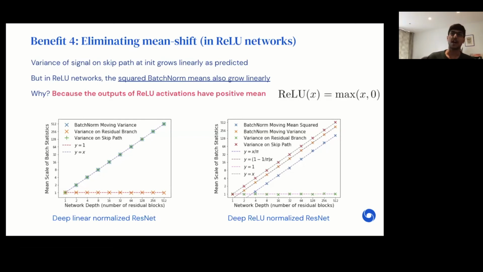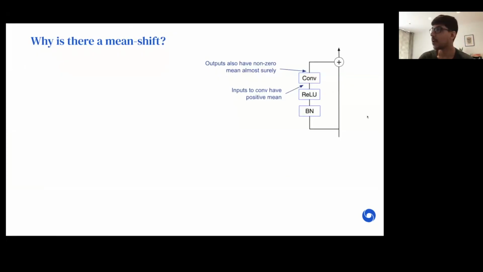It's simply because the outputs of the ReLU activations have a positive mean. The ReLU nonlinearity that we use simply does a max over x and 0. Because the output of this has a positive mean, this causes the mean shift in the signals. To understand this a bit better, let's consider a residual block where you have a batch norm layer followed by a ReLU and a conv. As I said, the ReLUs have a positive mean. So this means that the input to the conv layer has a positive mean.